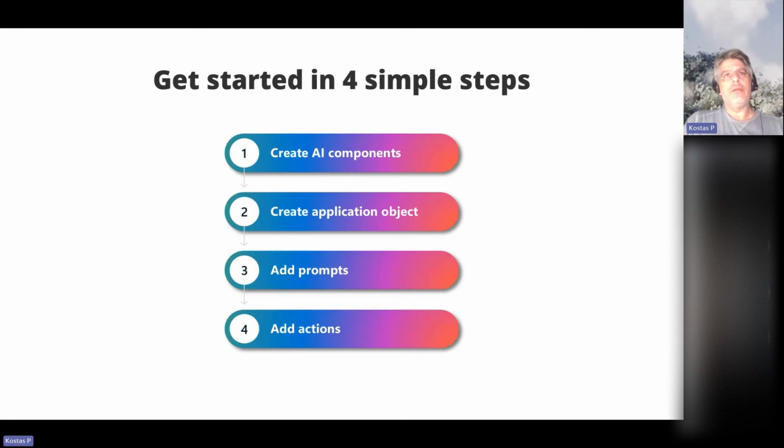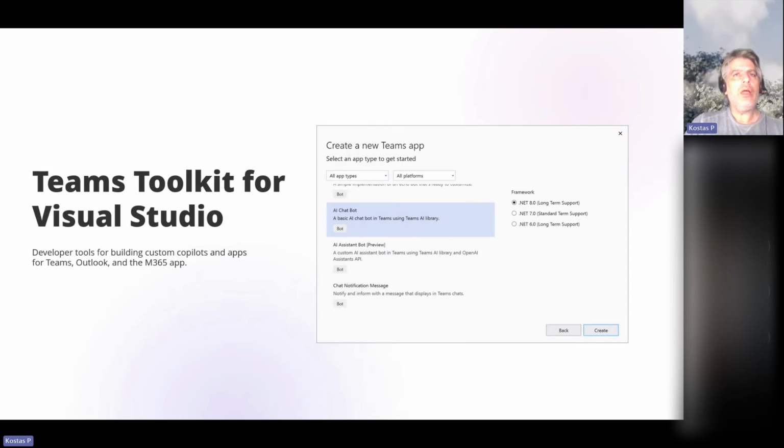Four simple steps we need. Create our resources, so we need an Azure subscription, right? We need to create our components, create the application object, add the prompts, and add the actions. That's simple. Before, we had the Bot Framework. Now we are able to use directly the Teams Toolkit for Visual Studio with the Teams AI framework. At the end of the day, you're going to see that it is, of course, supported in .NET 8.